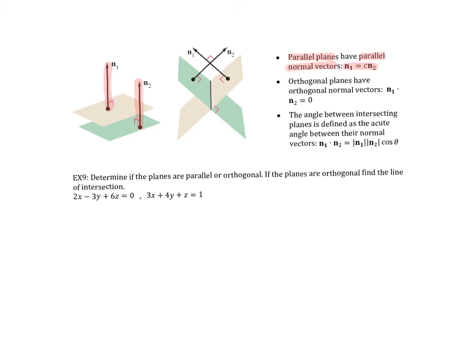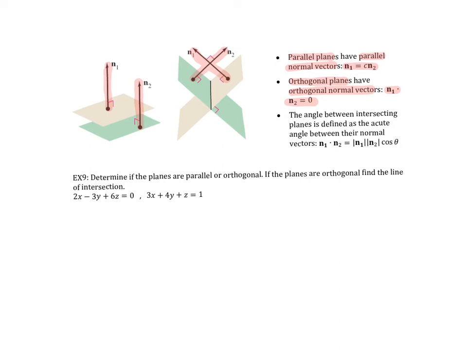because remember that's what parallel means with lines, is that they are scalar multiples of each other. Let's say that you have the second diagram where the planes are actually perpendicular or orthogonal. If you have intersecting planes that are orthogonal, then their normal vectors are also orthogonal. So orthogonal planes have orthogonal normal vectors. The property here is that their dot product is going to be equal to 0. So going back to dot products.